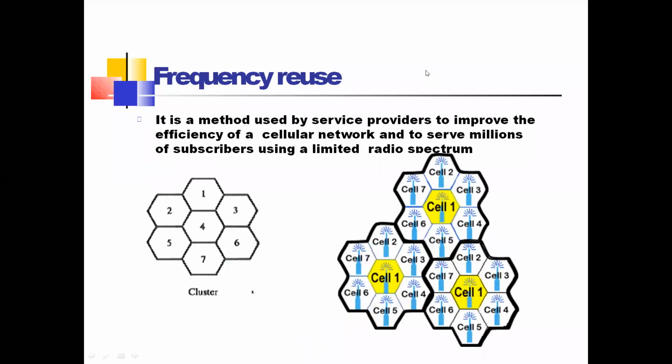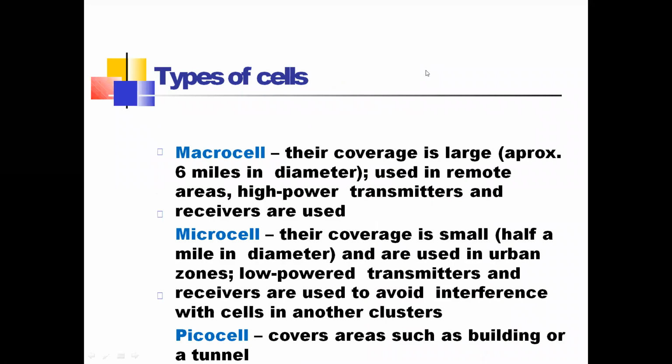For each cluster, there are around 7 cells. The cells are arranged like this, and each cell is denoted as a base station. For the highlighted area, the cell ones are frequency reusable cells.